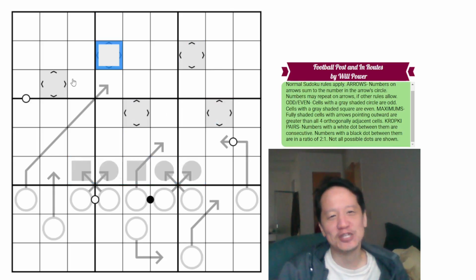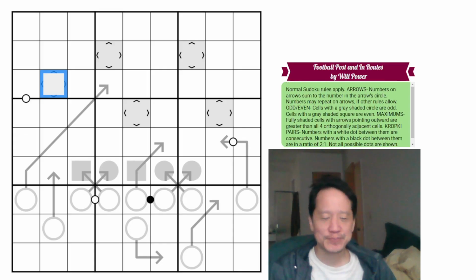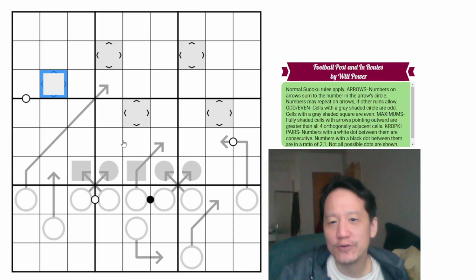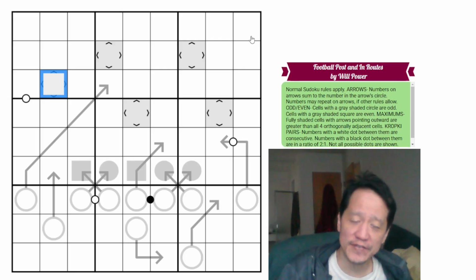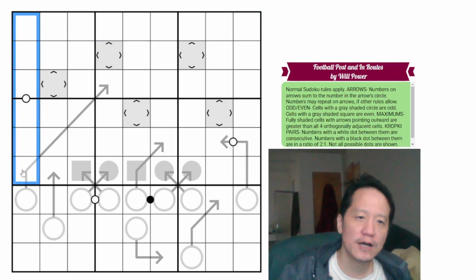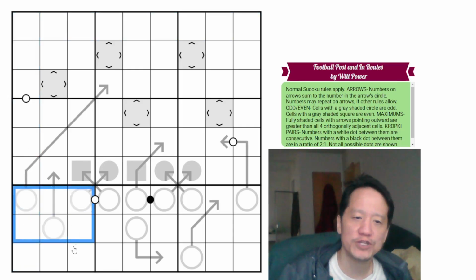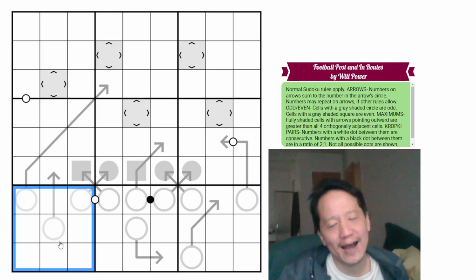Anyways, let's get to the actual rules of the puzzle. Normal Sudoku rules apply, which is fill every row, column, and box with the digits 1 through 9 without repeats.